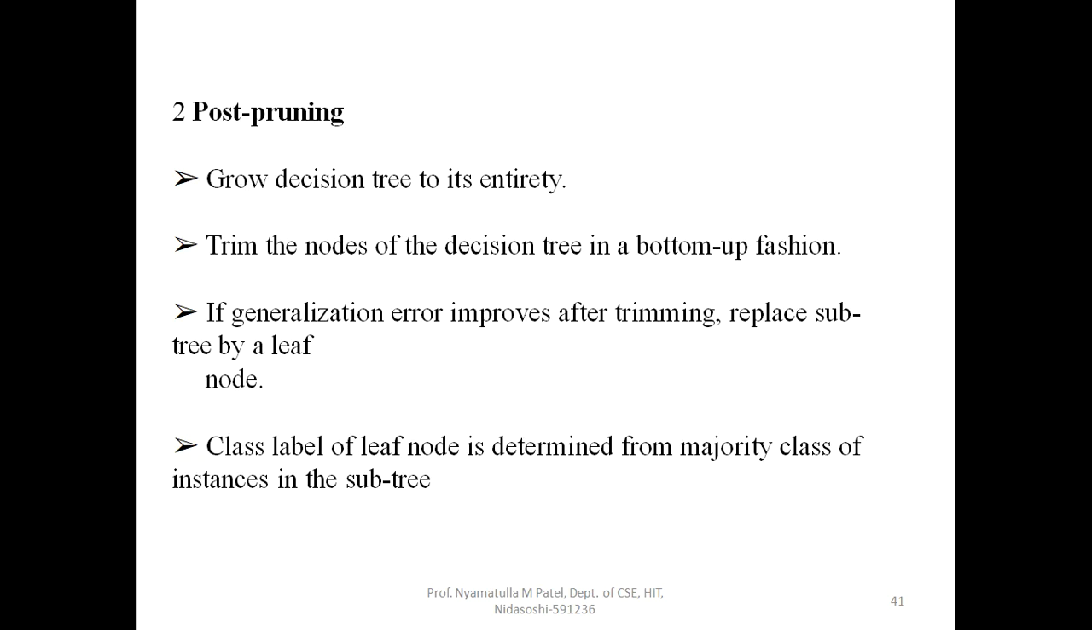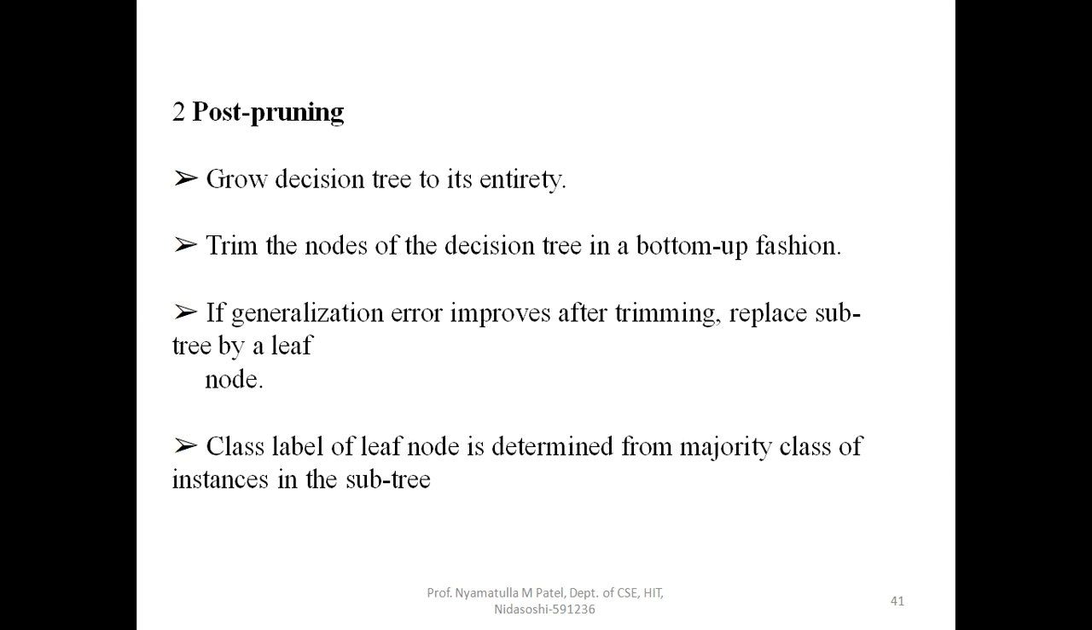Trim the nodes of the decision tree in a bottom up fashion. If you want to eliminate any nodes which are of less importance, you need to eliminate them from the bottom, not from the top. If generalization errors improve after trimming, replace the subtree by a leaf node.